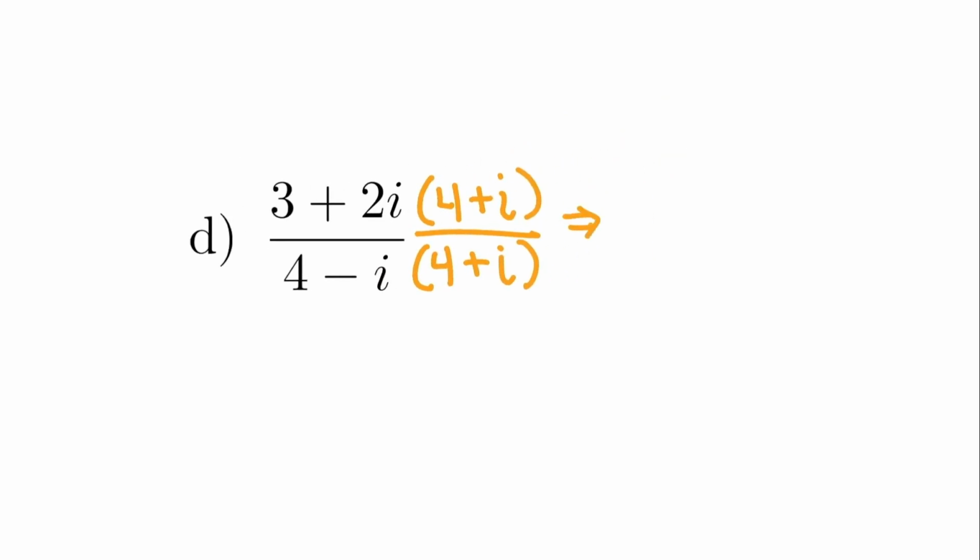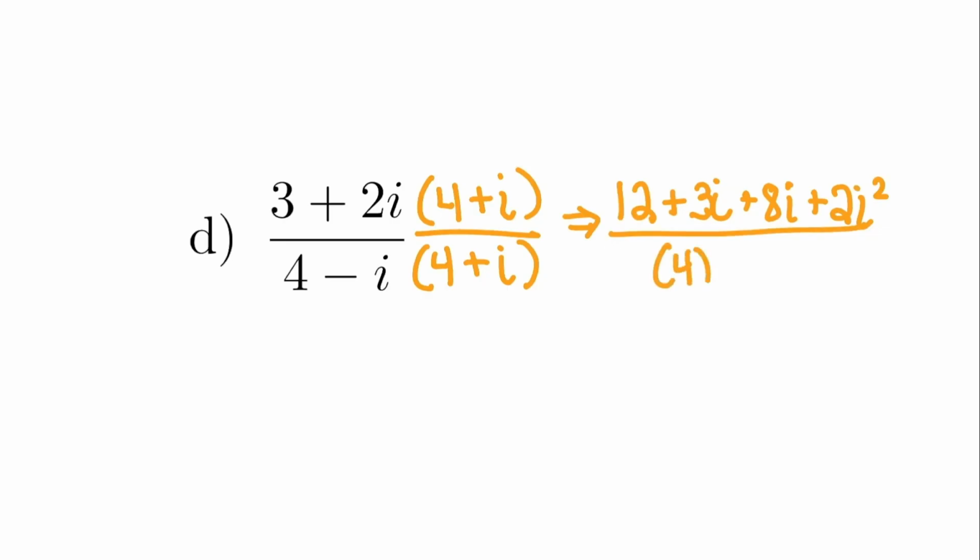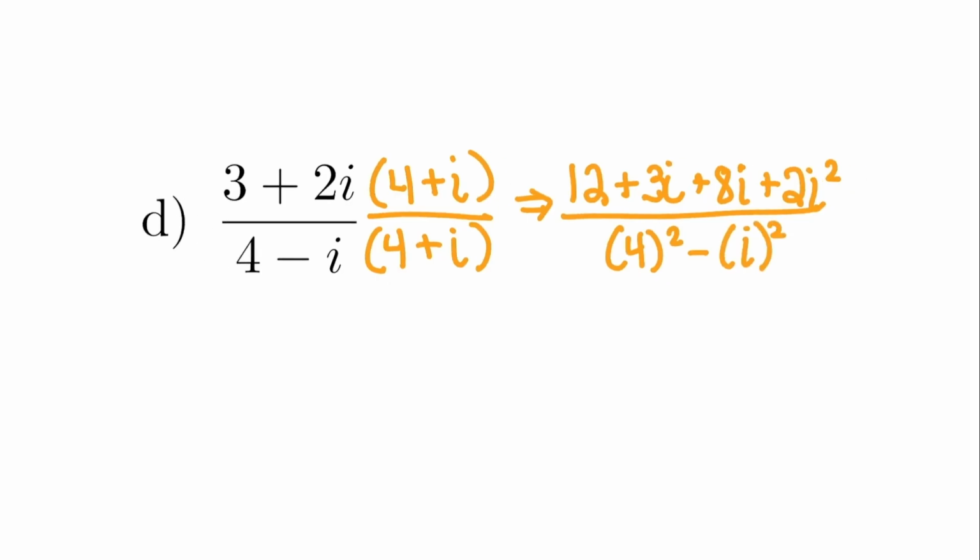So the product of our first two terms is going to be 12. The product of our outer terms is going to be 3i. Then the product of our inner terms is going to be 8i, and the product of our last terms is going to be 2i squared. Now the denominator is always going to factor to a difference of squares, so we're going to have 4 squared minus i squared.